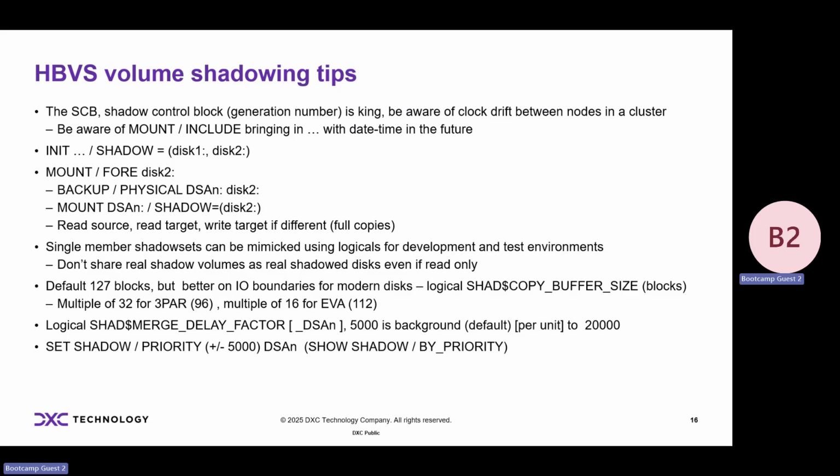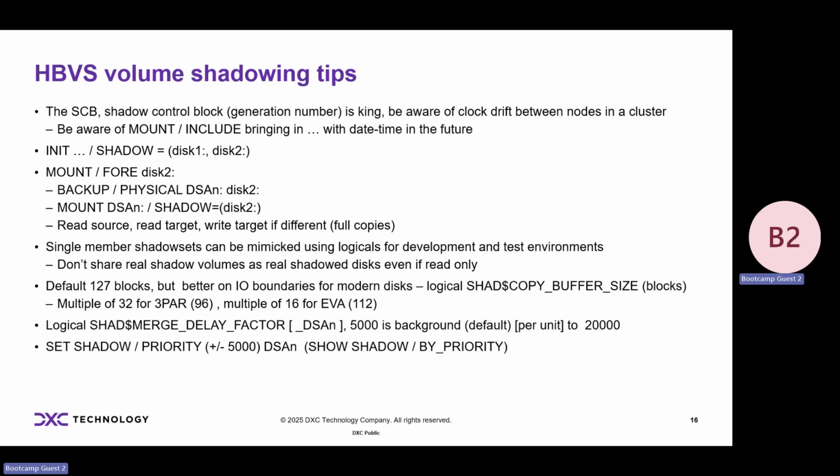There is an issue, though, if you have a lot of clock drift within cluster members. And this can happen, and I'm going to talk about clock drift in cluster members. So the SCB has a shadow generation number, but it is based on date and time. So if you, for whatever reason, have one system which is an hour in the future, and then your live disk, if you will, is on a system with the date and time which is earlier, it's going to get things really, really confused. So clock synchronization is really important.